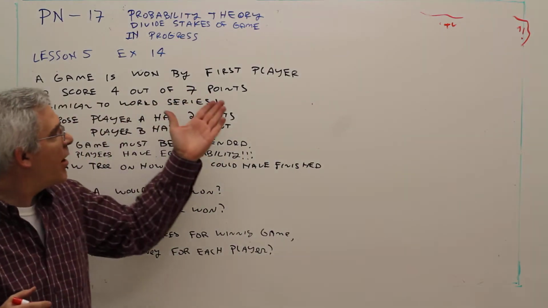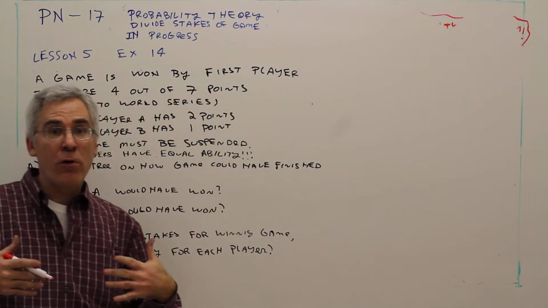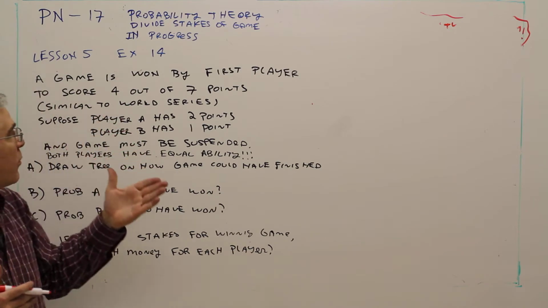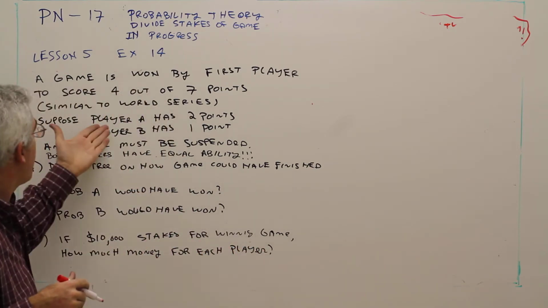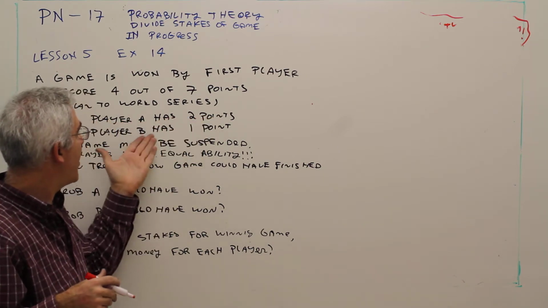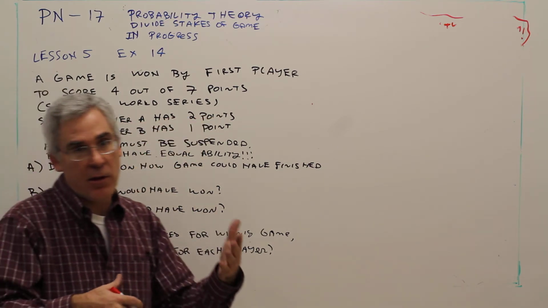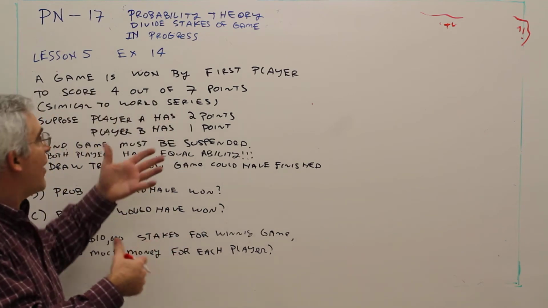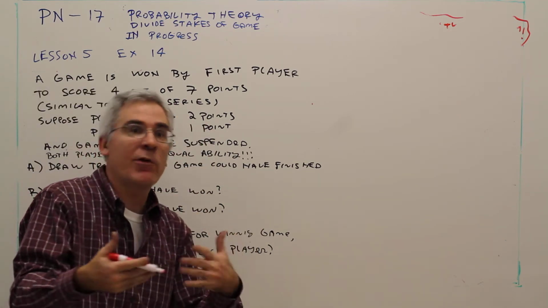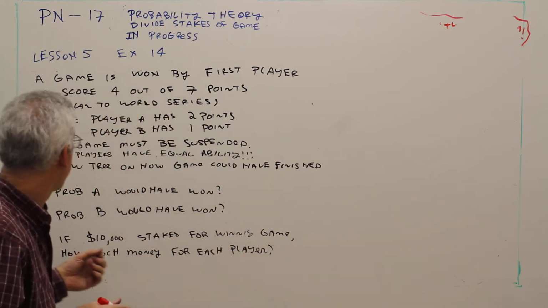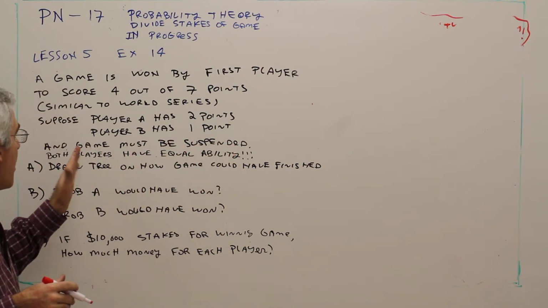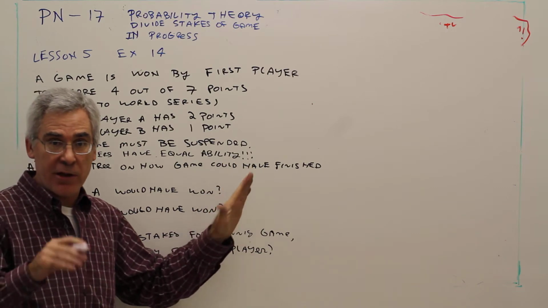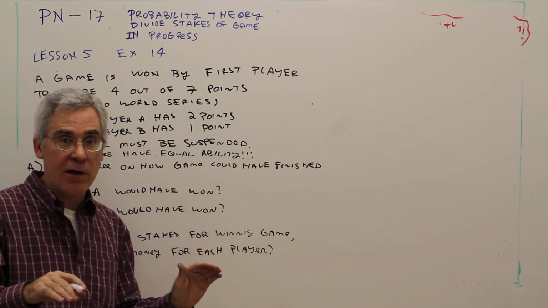So a game is won by the first player to score 4 out of 7 points, similar to the World Series winning 4 games out of the best of 7 series. Suppose player A has 2 points and player B has 1 point. It could be like the Red Sox having won 2 games and the Cardinals having won 1 game or something like that. The game must be suspended for some reason. Both players have equal ability, so 50-50 chance to win each game.